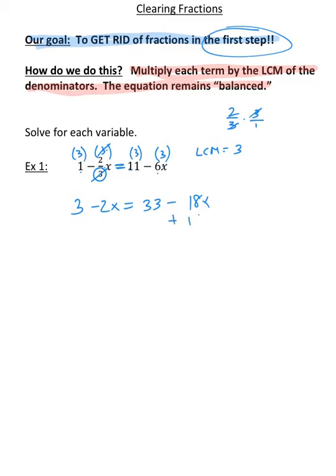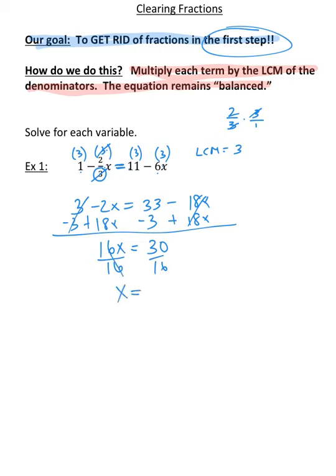So you would gather your x's on one side. I'm going to add 18x and gather your numbers on the other. So I have 16x equals 30. Remember, you're going to have to get used to getting fractional answers. Just divide by 16. Our answer is x equals 30 over 16, which simplifies. They're both divisible by 2, 15 over 8. And that's your answer. No calculator, no decimal.